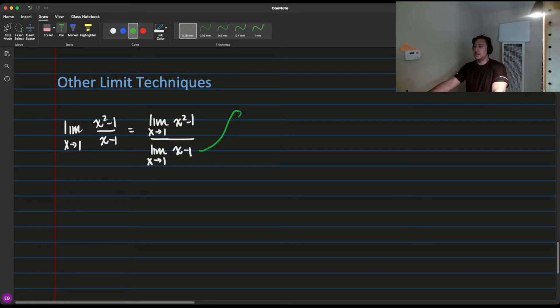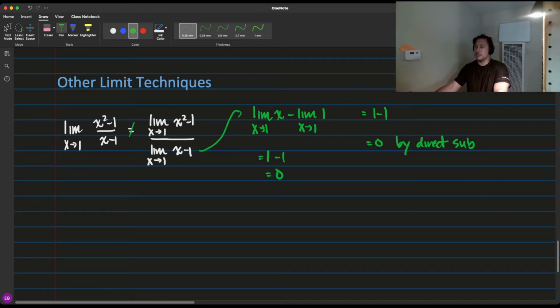So the limit of x minus 1, that's a difference, so you can split it up into the limit as x approaches 1 of x minus the limit as x approaches 1 of 1. The limit of x as x approaches 1 is 1. The limit of 1 is 1, and you get 0. Alternatively, you could have used direct substitution, and you would have gotten 1 minus 1, which is 0. But either way, the bottom is equal to 0.